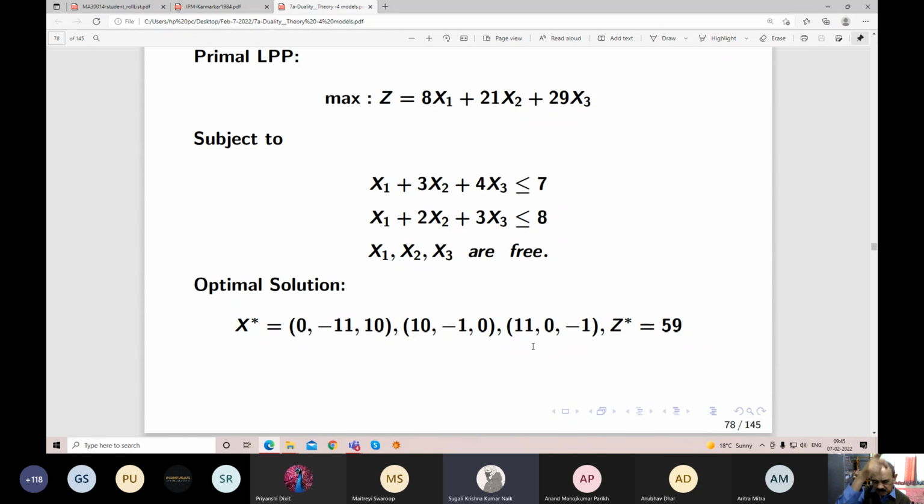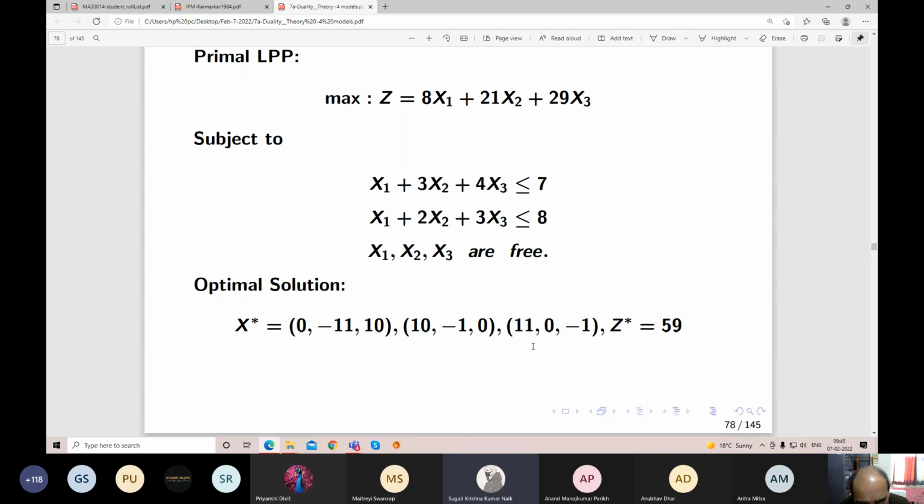It is given free. Free means positive or negative, we don't care. So out of 10, we are selecting, say, 3 zero and 2 non-zero because 2 equations are there. So we'll get a solution. Free means some variables are negative, and the value of the auxiliary function is becoming 59. Now, what is the conclusion? This problem has 3 solutions or more, so infinite solutions.